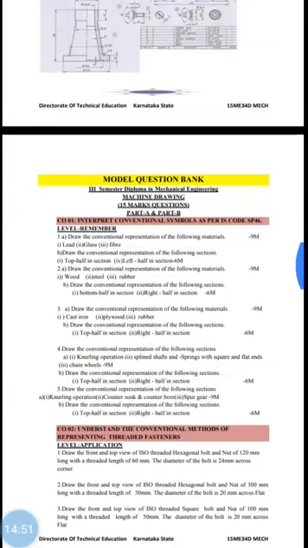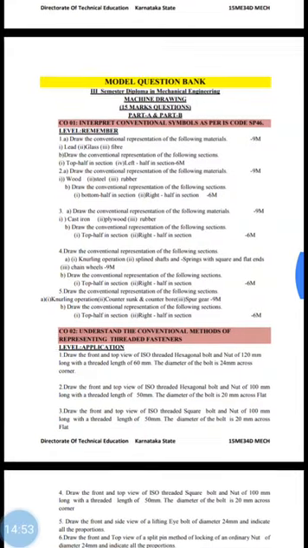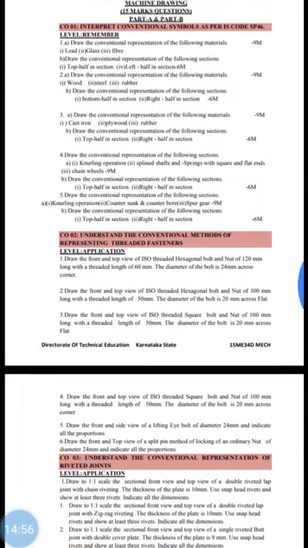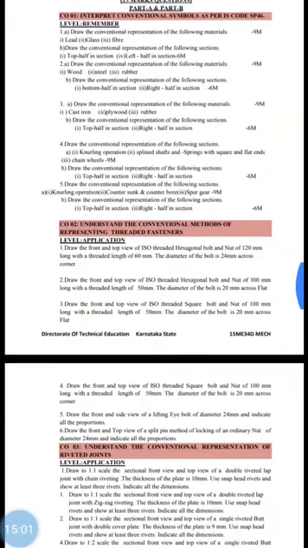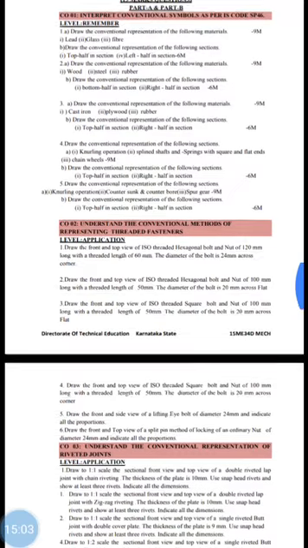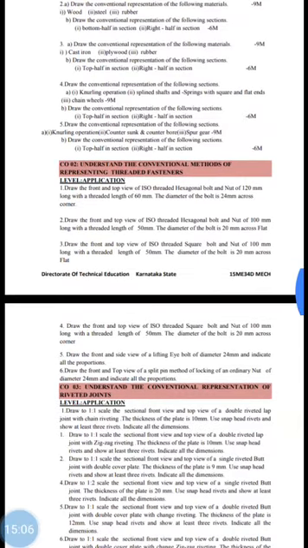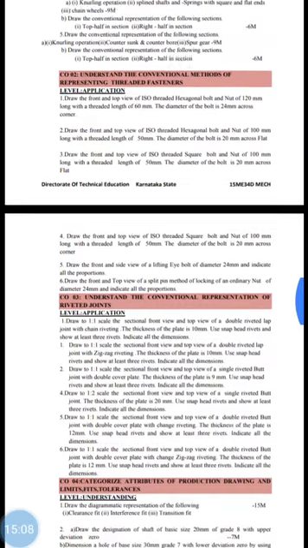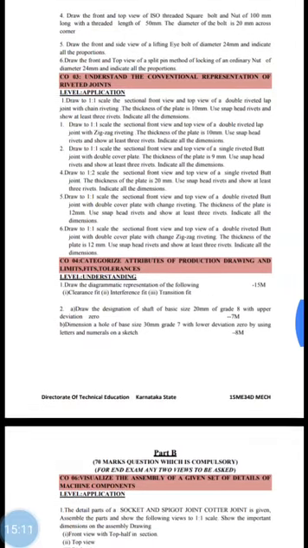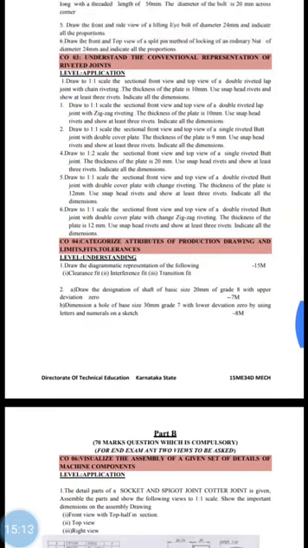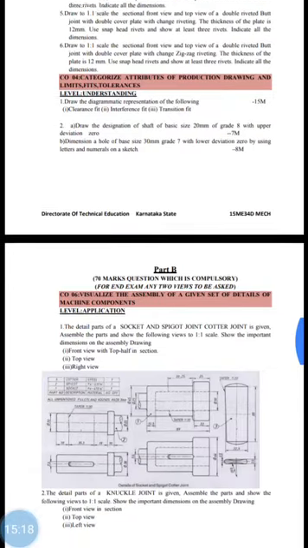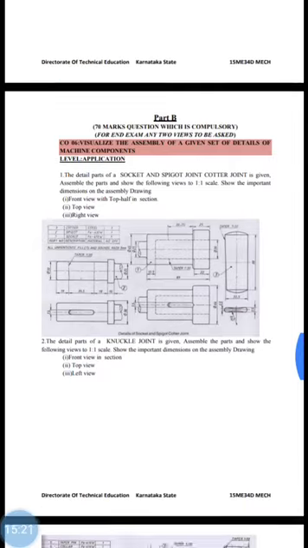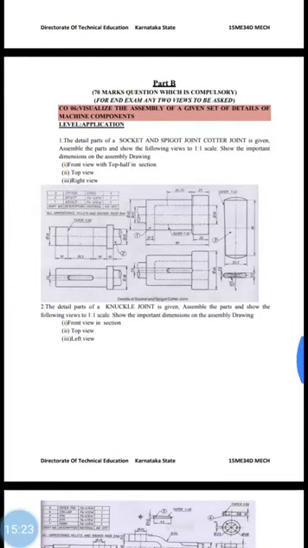And here the model question bank is there for course outcome 1, part A and part B, and course outcome 2. Here also, this is part A and B. For part C, it is for 70 marks.